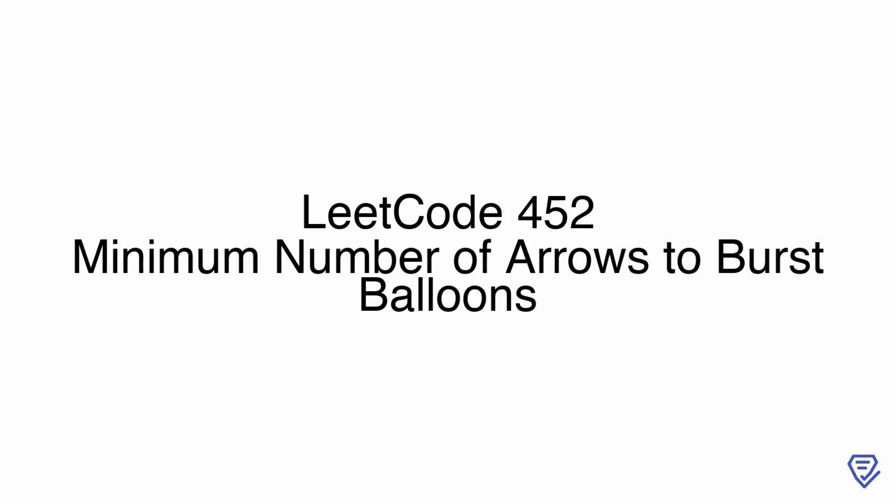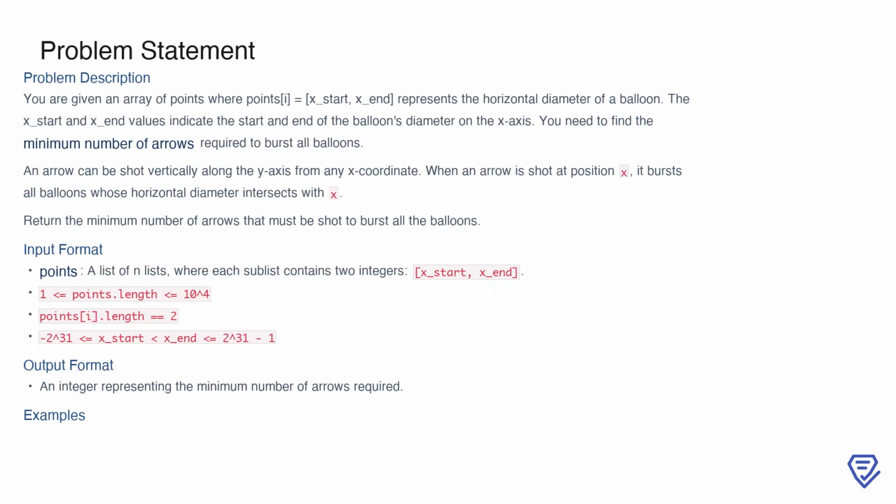Let's get started. The problem asks us to determine the minimum number of arrows required to burst a collection of balloons. Each balloon is represented as a horizontal interval on the x-axis, defined by its start and end points. For example, if a balloon's diameter is represented by x_start, x_end, it spans from x_start to x_end horizontally.